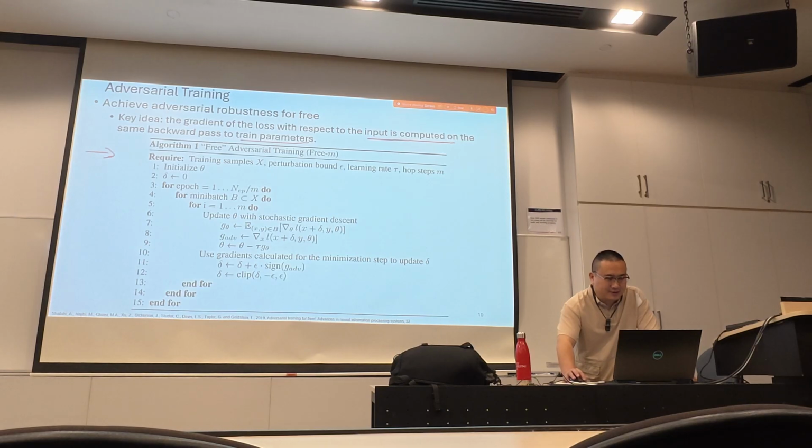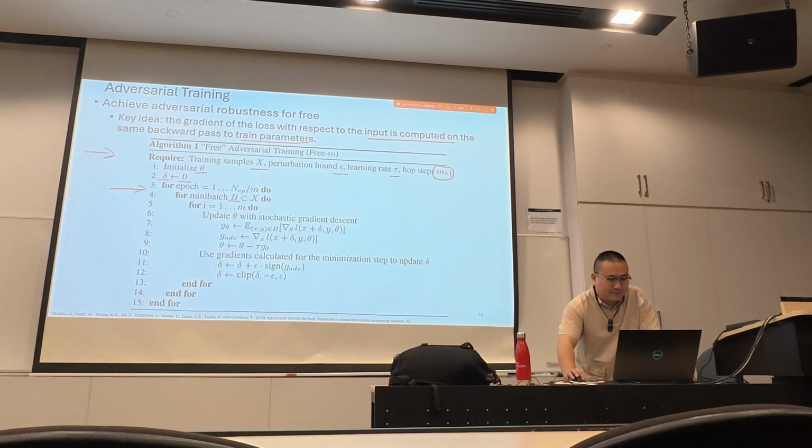So here are the inputs. We have the training samples, so they are the X. Now we have the perturbation bound, epsilon, and also the learning rate. And then we have the hop steps, which we'll talk about later. At the beginning, we initialize the model weights, and also initialize delta. Delta is the adversarial perturbation, initialized to 0. And then we start the training epochs. For simplicity, we just set m equal to 1, so we can ignore that for now. We start the epoch, and then in each training epoch, we get the mini batch. This is a standard training procedure.